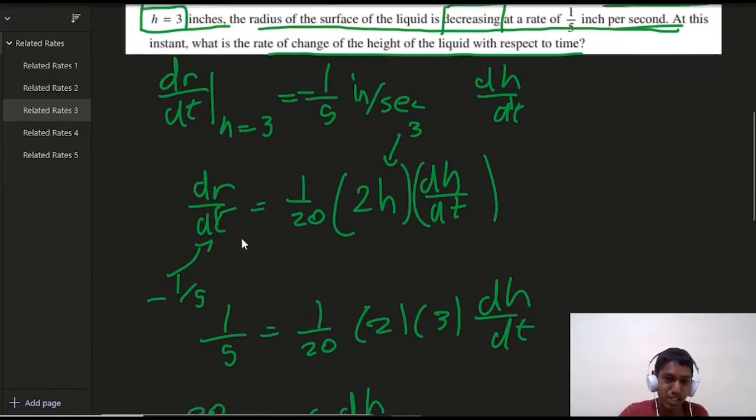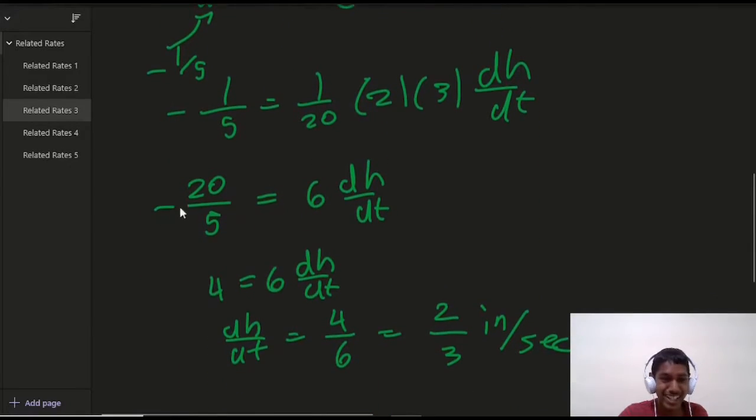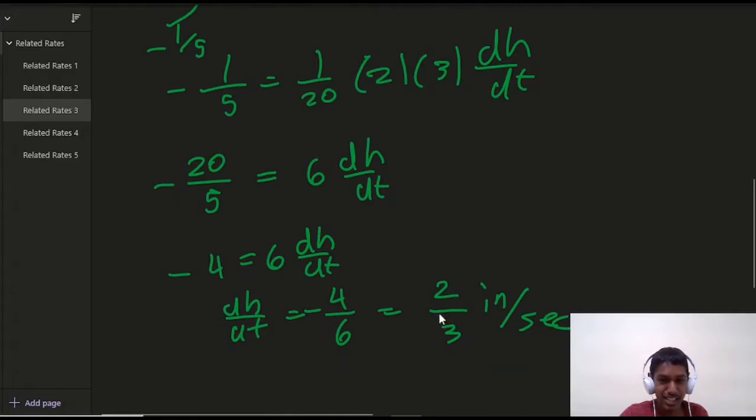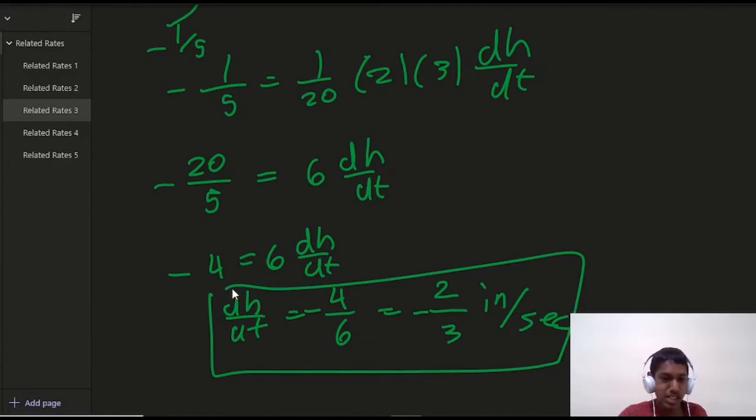So okay, minus 1/5, so we're just going to propagate this error throughout the entire solving. And then, okay, so our final answer should be minus 2/3 inches per second.